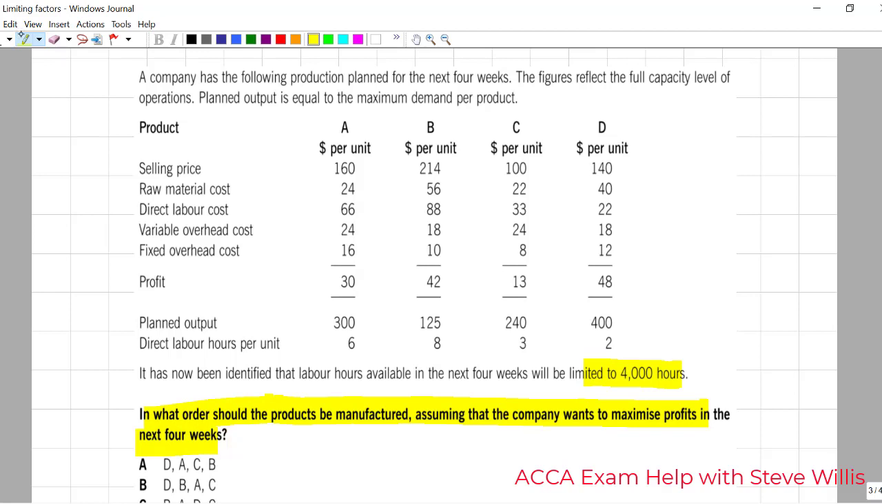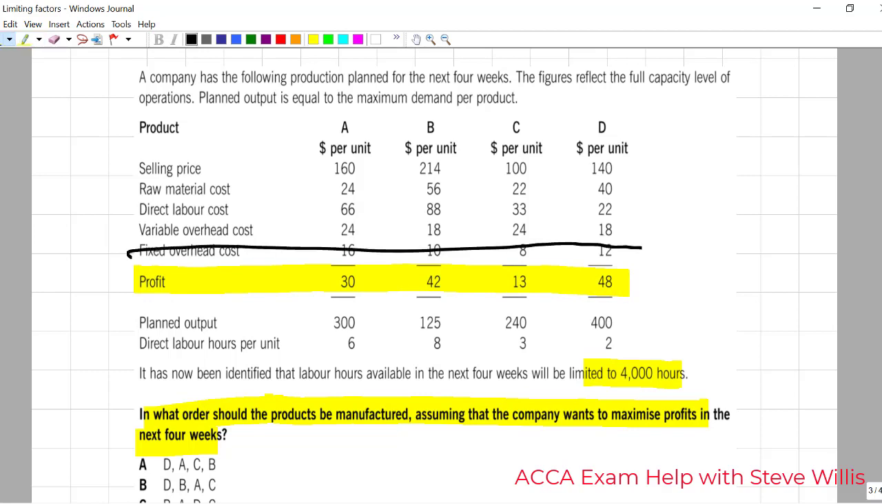Well, the trap that we see over and over again, they give us profit, but we need to work with contribution. It's these absorbed fixed overheads clouding our judgment. It doesn't matter our production plan, the overheads will stay the same, so we work with contribution. And we can just add the fixed costs back to the profit. We could subtract variable cost from selling price, or just add fixed cost back to profit. The latter is faster, so we would have a 46 contribution, we would have a 52 contribution, we would have a 21 contribution, we would have a 60 contribution.